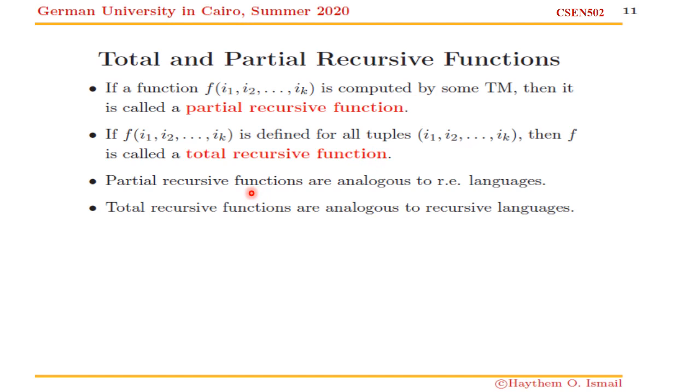Now, in that sense, partial recursive functions are analogous to RE languages, recursively enumerable languages, or Turing recognizable languages. Why is that? Because they are computed by Turing machines that may run forever on some inputs, basically those input tuples for which f is undefined. But total recursive functions, which are defined for all possible input tuples, are analogous to recursive languages or Turing decidable languages, because the Turing machines that compute them never run forever, because they will always have to stop and give you the answer f of the input on the tape.